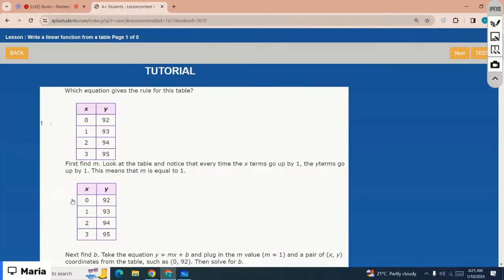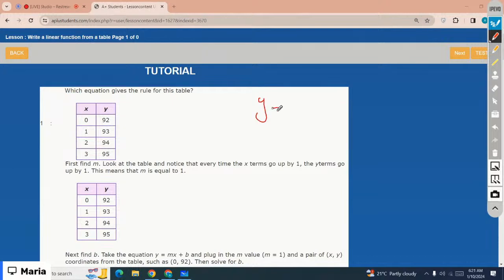Okay, so you are given the values in the table, right? You have to write down the equation from a table, right? So the function is a linear function. Whenever we have to write down the equation from a linear function, we can write it in slope intercept form, that is y equals mx plus b.